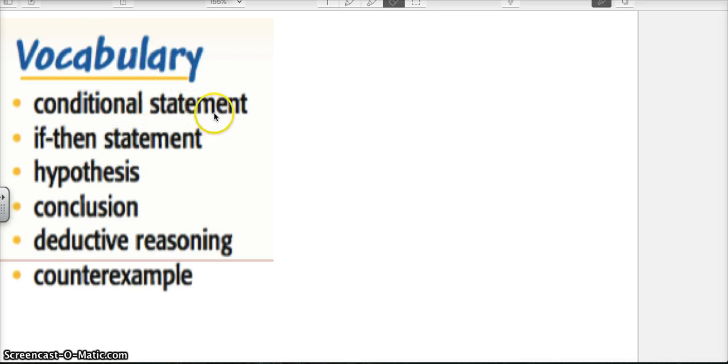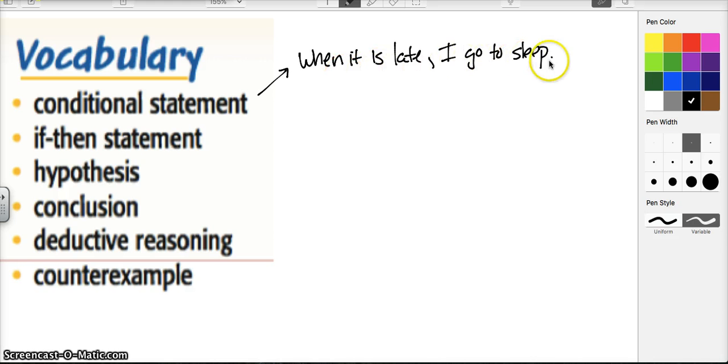So a conditional statement is any statement that can be written in an if-then form. For instance, like this one: when it is late, I go to sleep. And so here's the condition. The condition for me going to sleep is that it is late. So if it's late, I'm going to go to sleep.